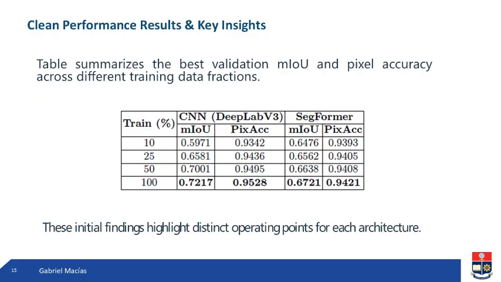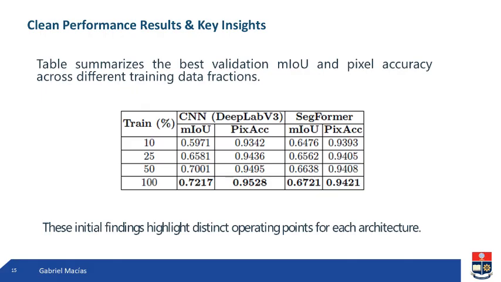Here, we present the quantitative results comparing the CNN-based model, DeepLabV3, and the transformer-based model, SegFormer, under different training data percentages. The table shows two main metrics: mean intersection over union, or MIoU, and pixel accuracy. Starting with the low data regime, at 10% of the training data, we observe that SegFormer achieves a higher MIoU compared to the CNN model, indicating better performance when data is scarce.